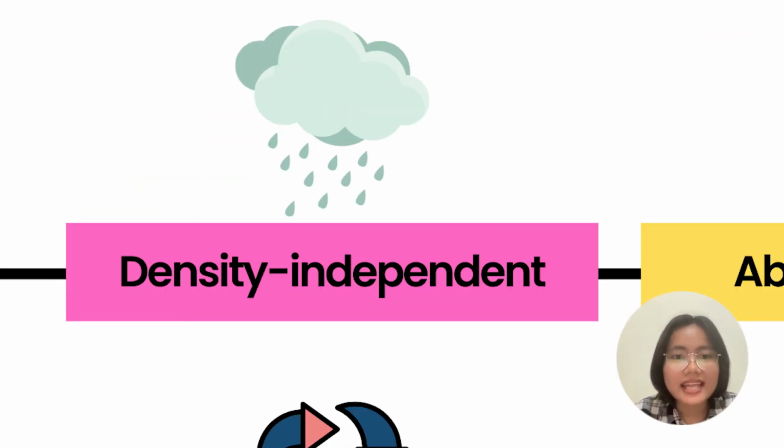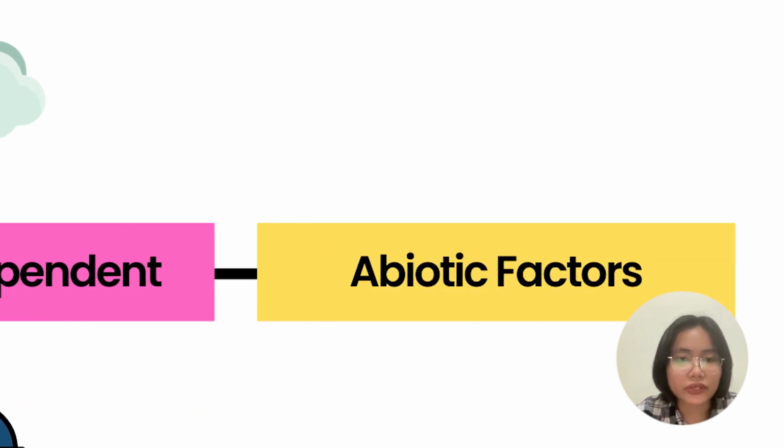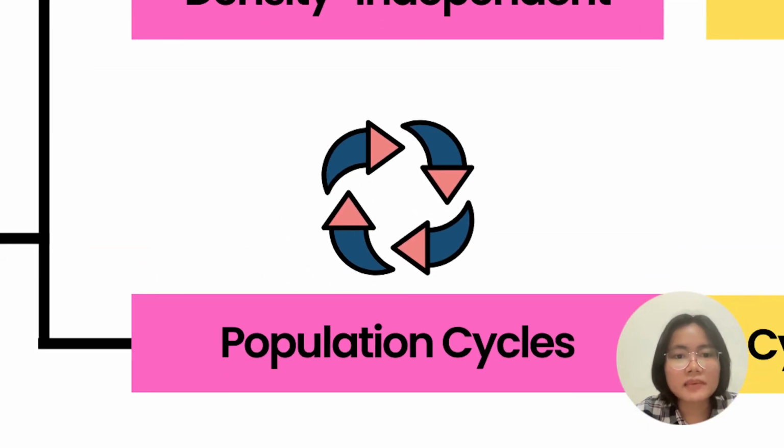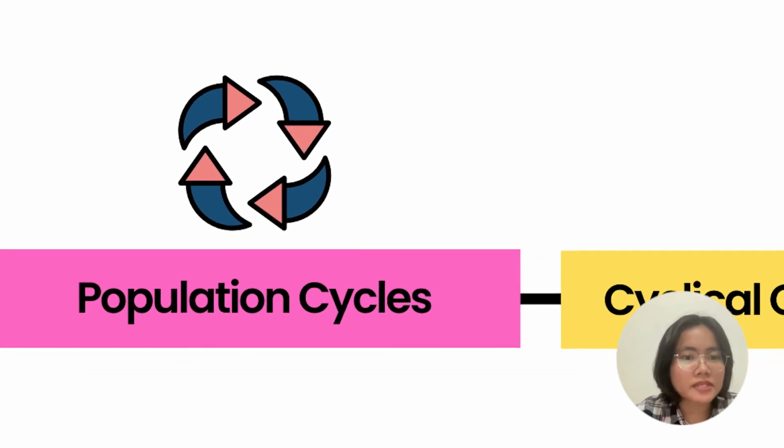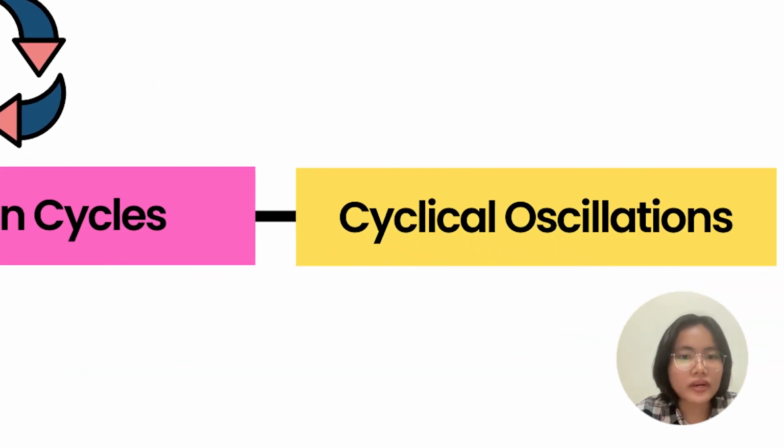Meanwhile, on the other hand, density-independent limiting factors do not rely on the density of a population in order to occur. These factors are mostly abiotic and often cause abrupt changes in the population size due to their nature. With this in mind, the concept of population cycles is also brought about, given that these two types of factors result in changes in population size. Some populations observe cyclical oscillations, where there are constant rises and declines in population size over time.